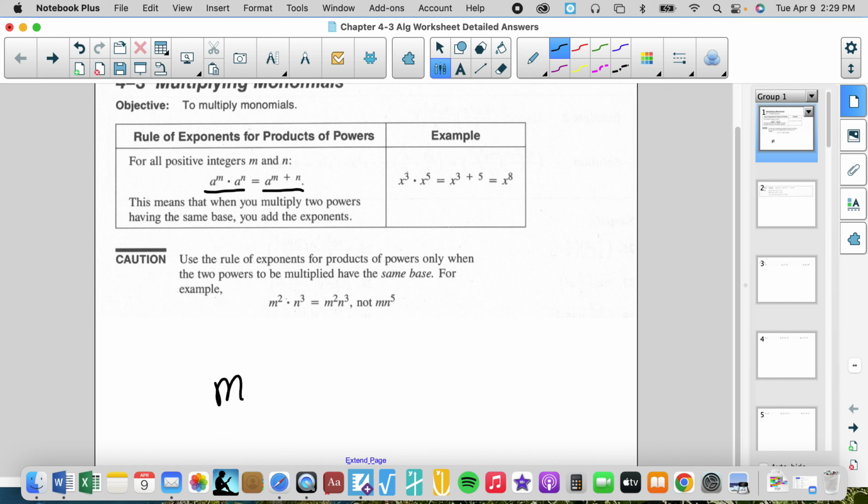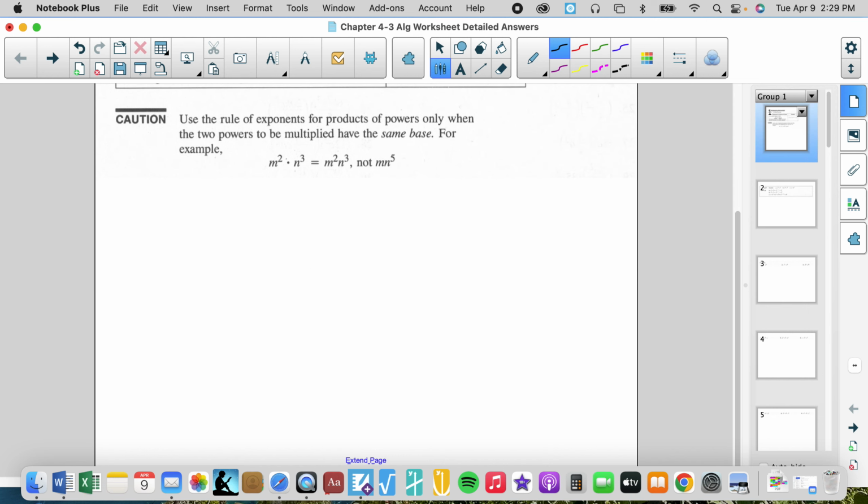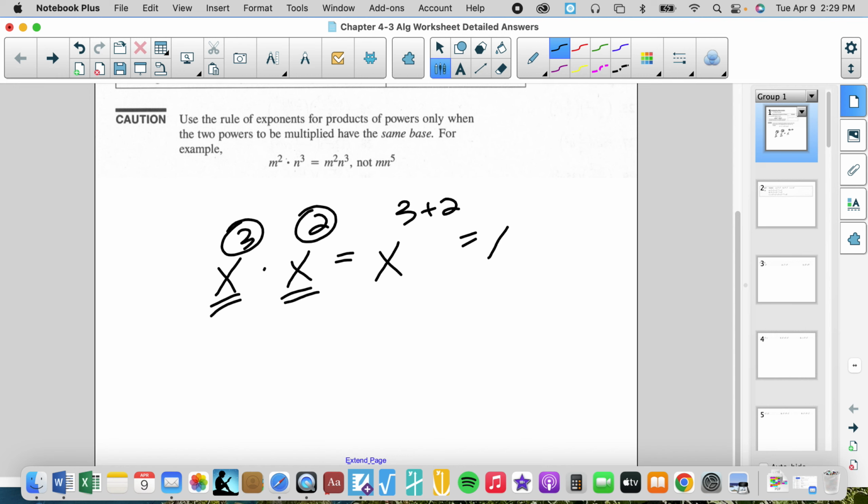Let's take, no, let's not take m because we already have an m. Let's take x to the third times x to the second. Because they have like bases, we are going to add their exponents. That's x to the 3 plus 2, or x to the fifth.